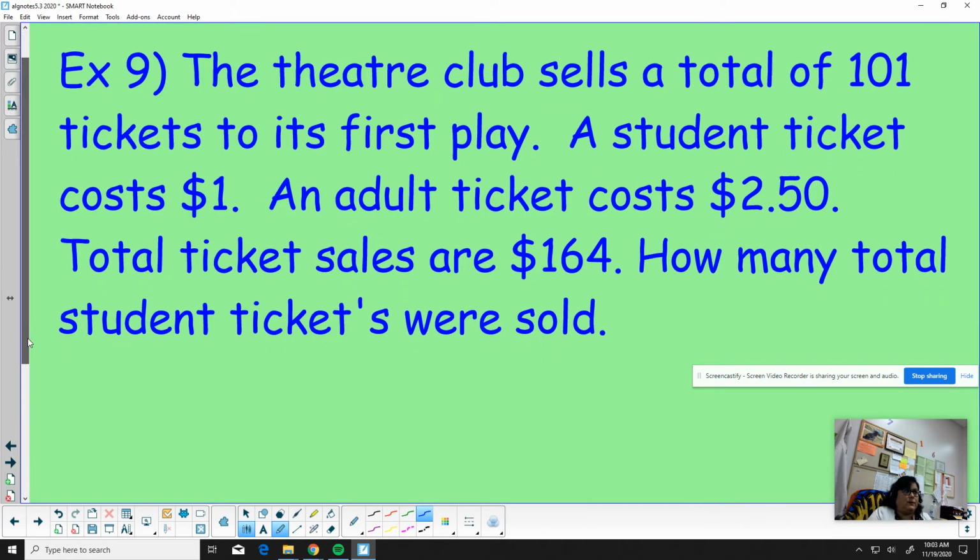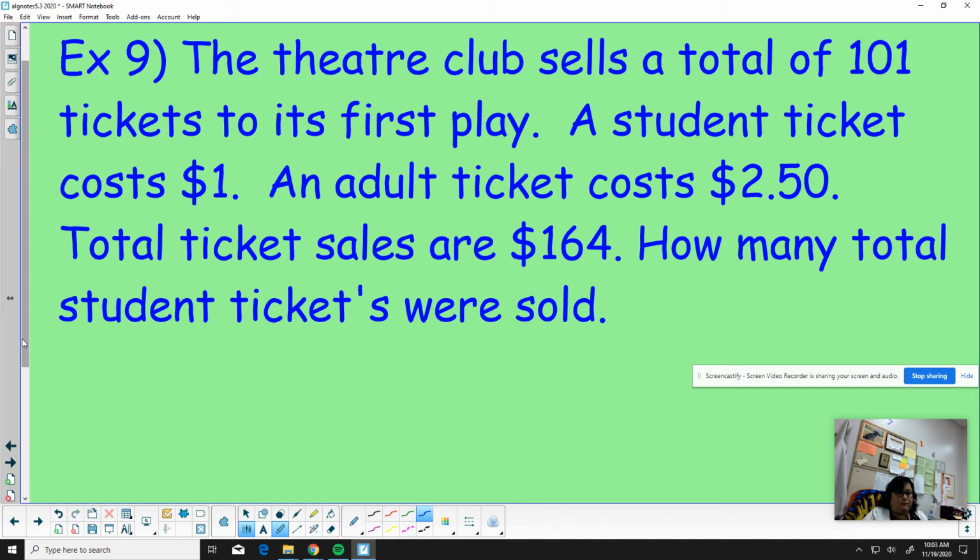Okay, let's do a couple story problems. I know you had quite a few on the 5-2 homework. We struggled with those a little bit, so let's try to work these out. All right, a theater club sells a total of 101 tickets to its first play. Okay, so we've got a total number of 101 tickets. The student ticket's $1 and the adult ticket's $2.50. Total ticket sales were $164.